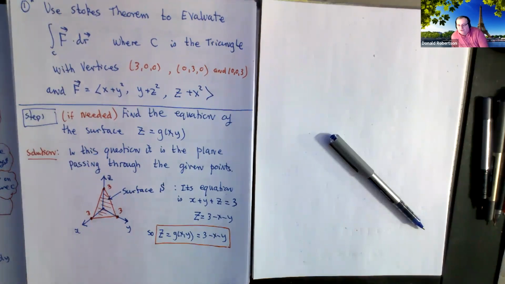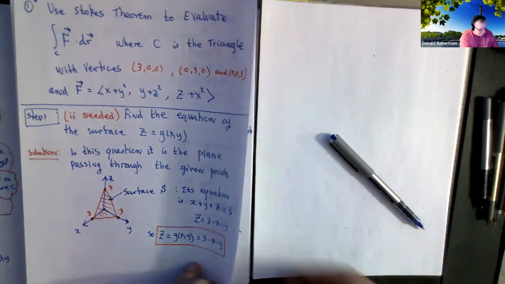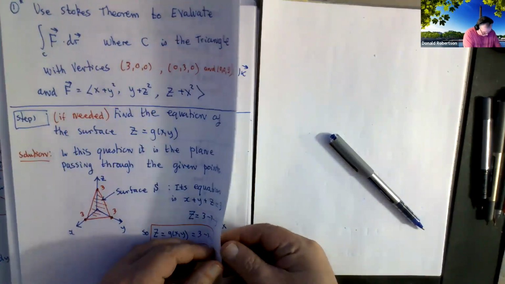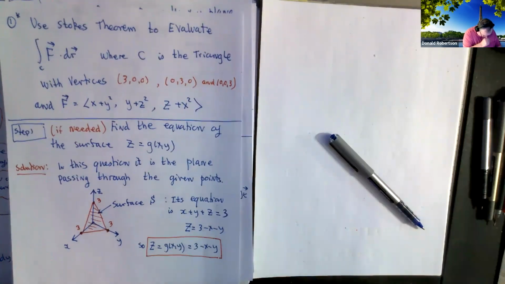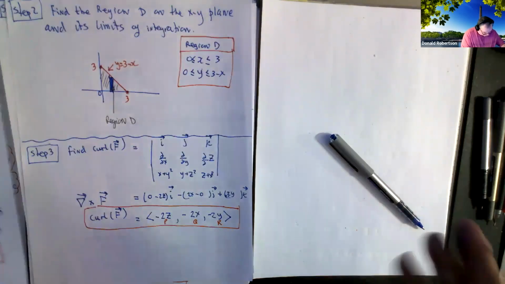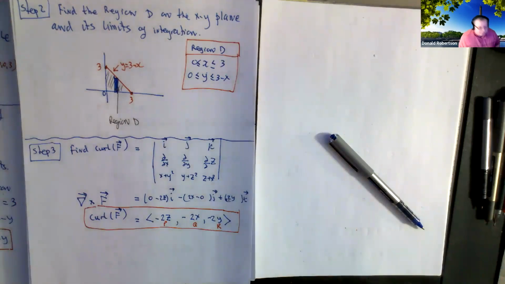Okay. Any questions so far? Okay. That's step 1 done. Step 1 is essentially find the equation for the plane, or the surface. It may not always be a plane.